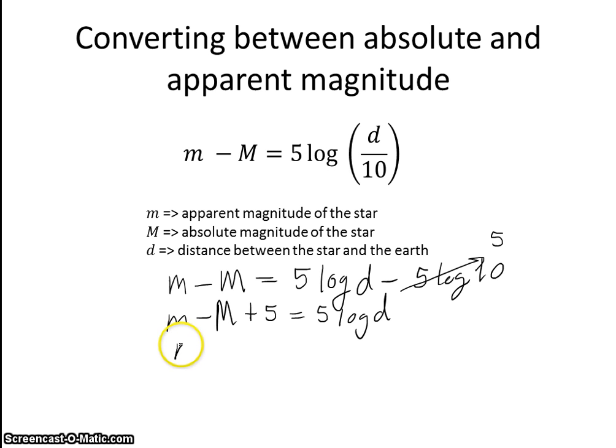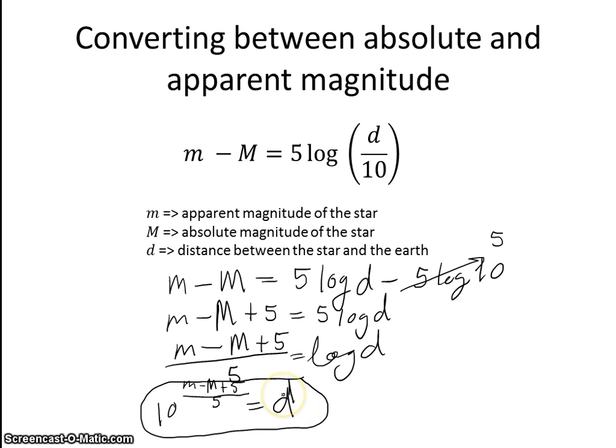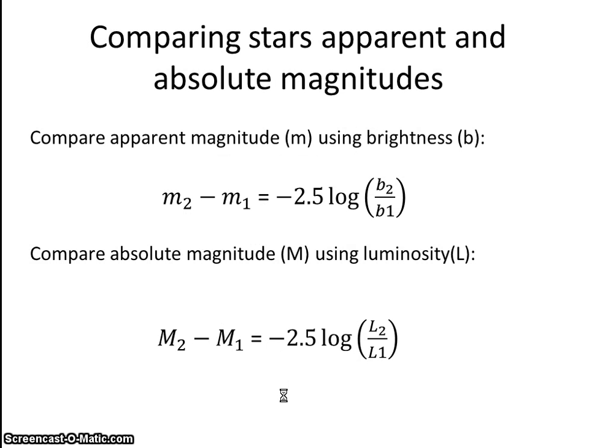I'll divide both sides by 5, and that equals the log of d. If I take both sides as powers of 10, so 10 to the (m minus capital M plus 5) divided by 5 equals d. So if I know the apparent and the absolute magnitude, I can use this equation to find the distance, d. If I wanted to compare the absolute or apparent magnitudes of stars, I could use these other equations that we can find in the data book.